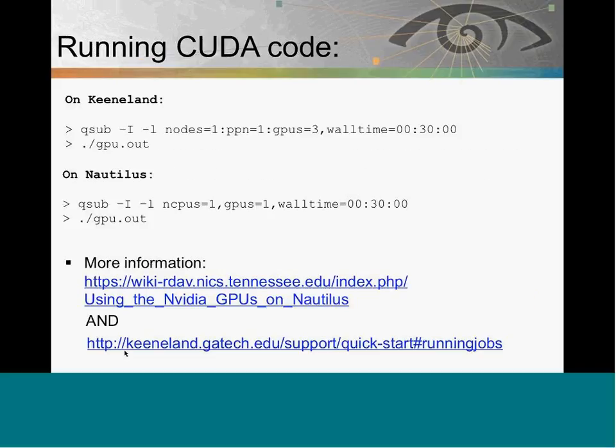Here is an example of how you submit the job. It is similar to any other application. You say qsub, and on the field line you say number of nodes equal to 1, processors per node equal to 1, and GPU equal to 3, because it has 3 GPUs per node. So when you request one node, you still get the 3 GPUs. Do you have to run it interactively? No, you can do the batch job as well.